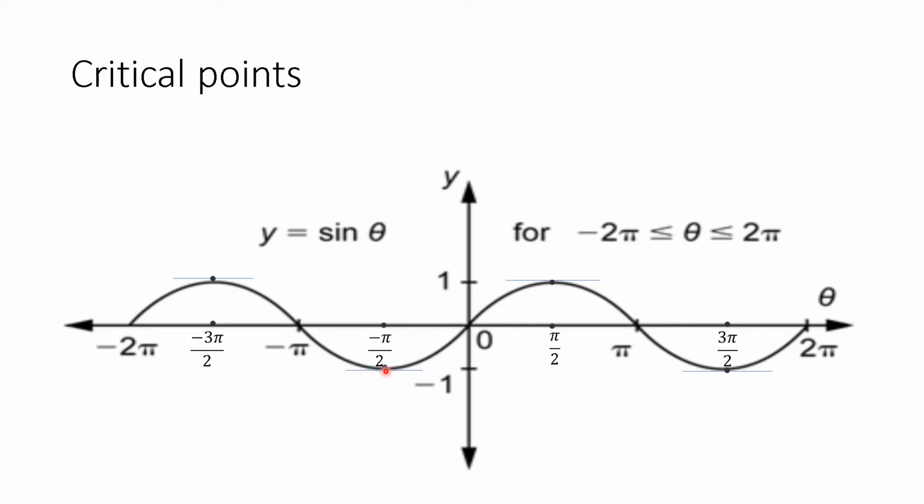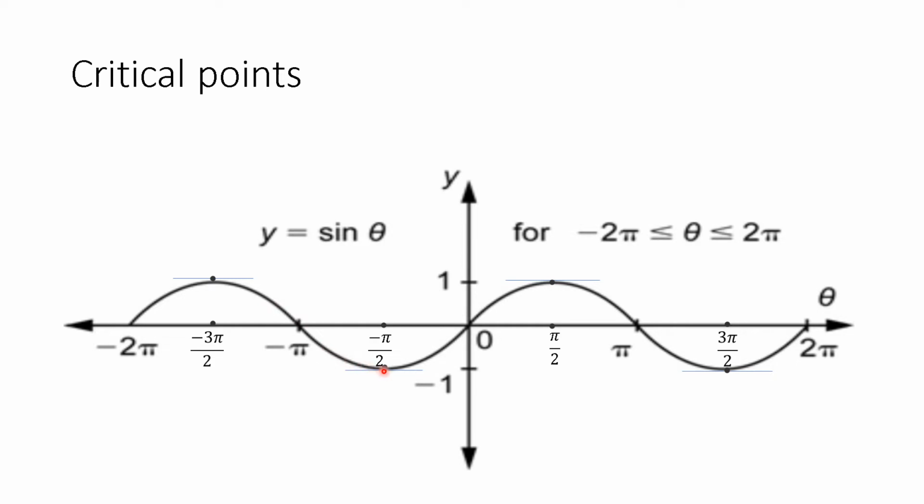Now let us see, from minus 3 pi by 2 to minus pi by 2, the function is decreasing. If you take any two points between minus 3 pi by 2 and minus pi by 2, you will get the negative slope, isn't it? You will get the negative slope.